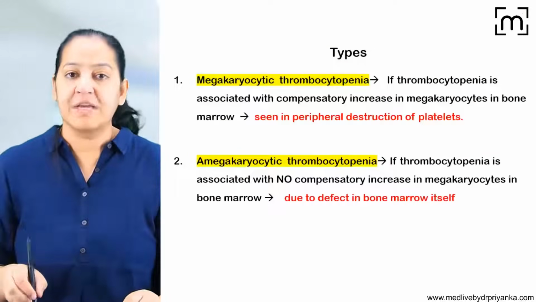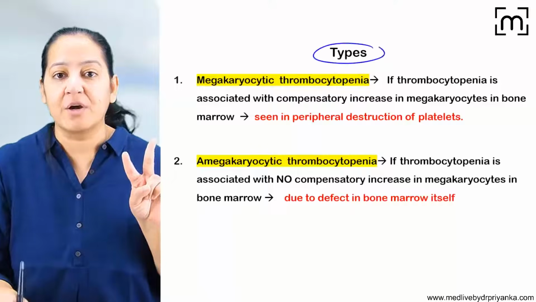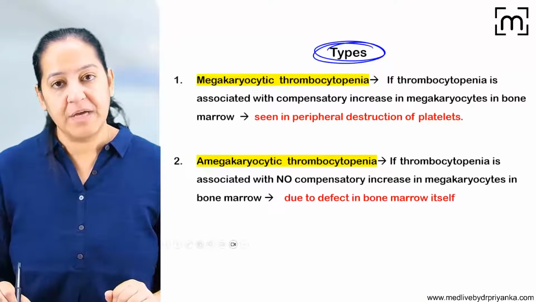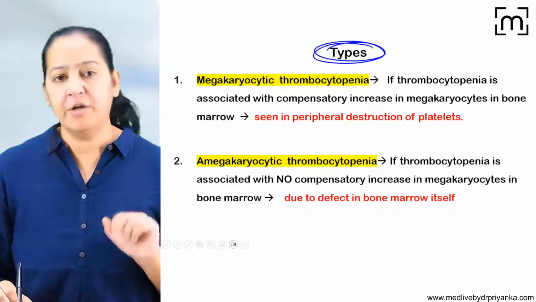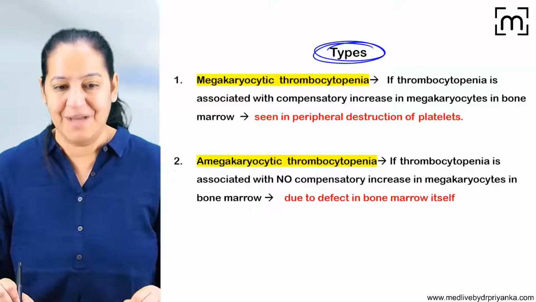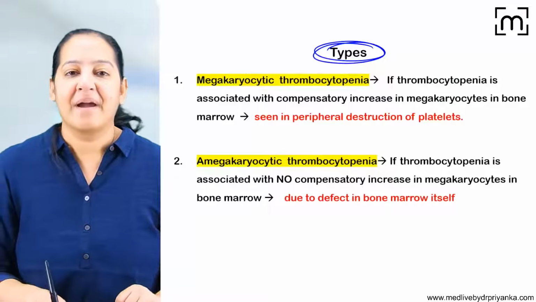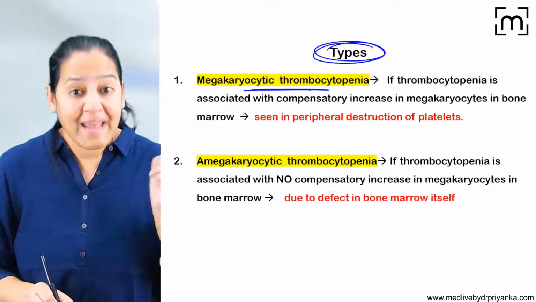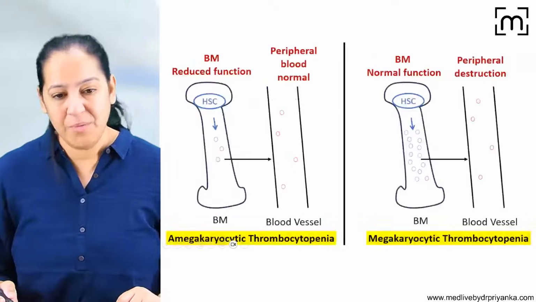Now, how many types of thrombocytopenia are there? There are 2 types of thrombocytopenia. What are they? Megakaryocytic thrombocytopenia and amegakaryocytic thrombocytopenia. What do you mean by that?